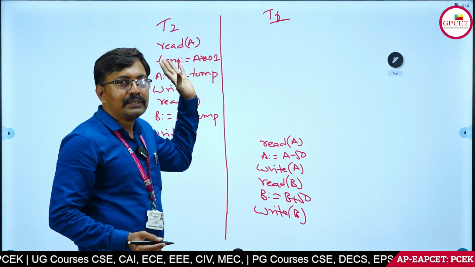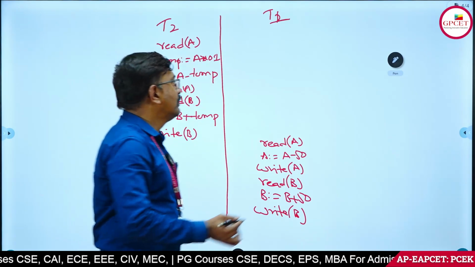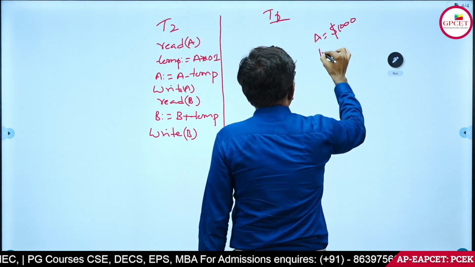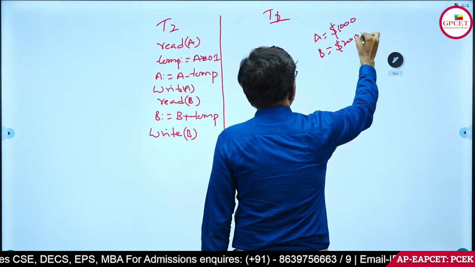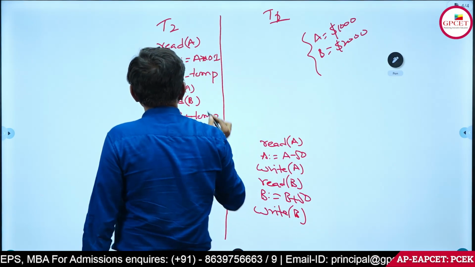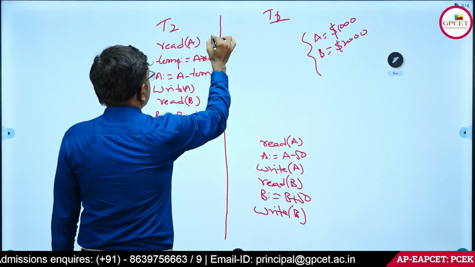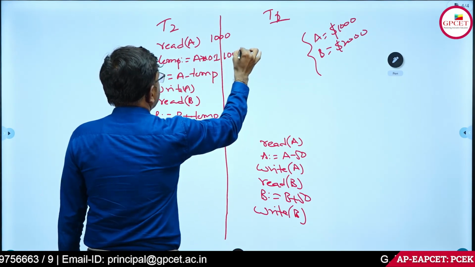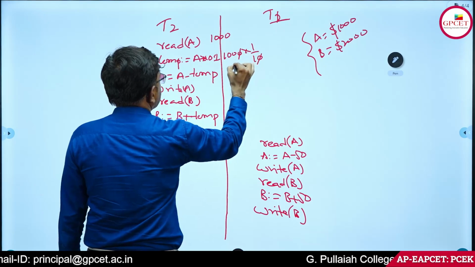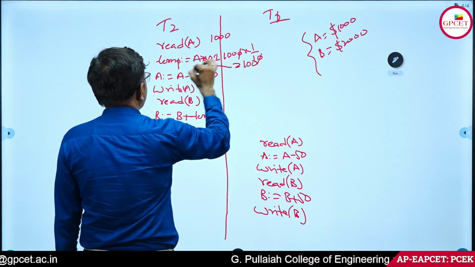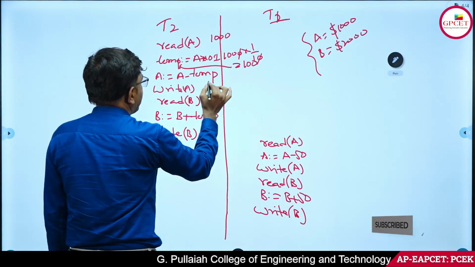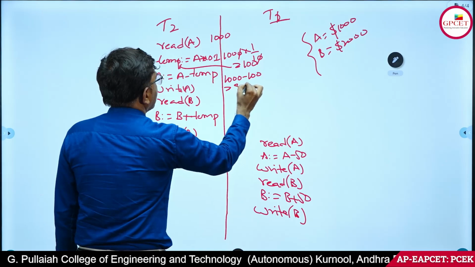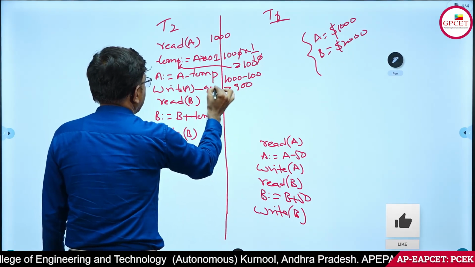Before execution the sum is 3000, after execution the sum is 3000. Account A having $1,000 and account B having $2,000. Observe here, A is 1000. Temp equal to A into 0.1, 1000 into 1 by 10, that is 100. 100 is stored into the temporary variable. A equal to A minus temp, 1000 minus 100 is 900. Write A is 900.